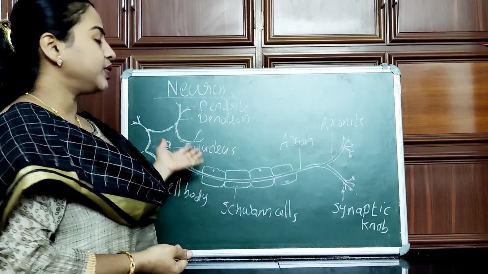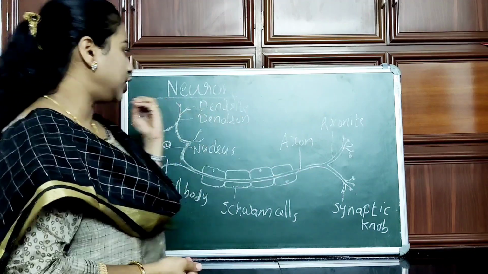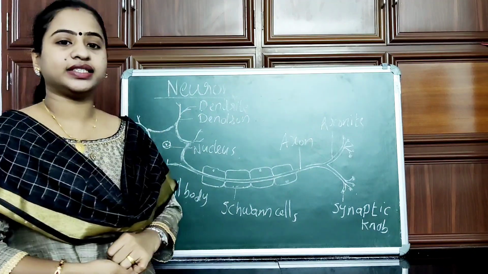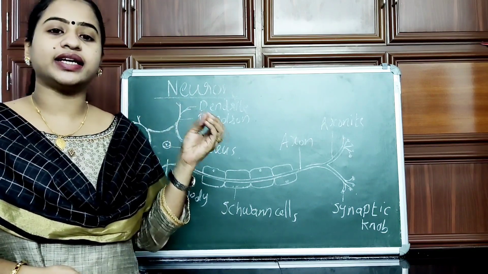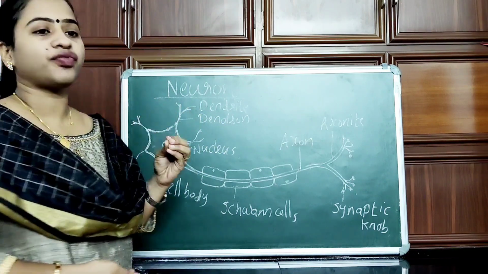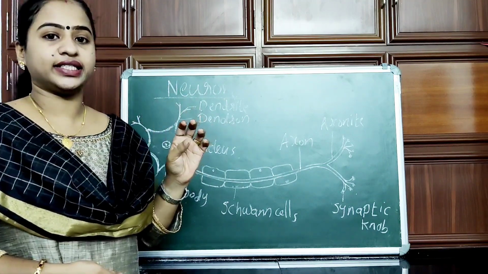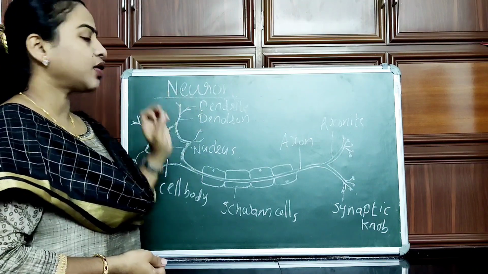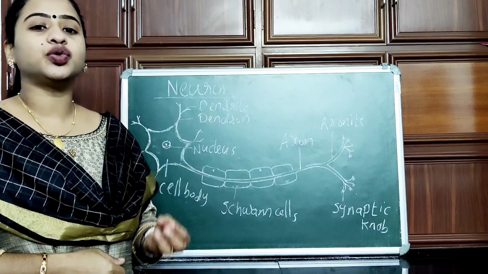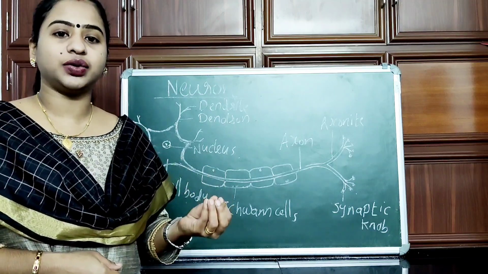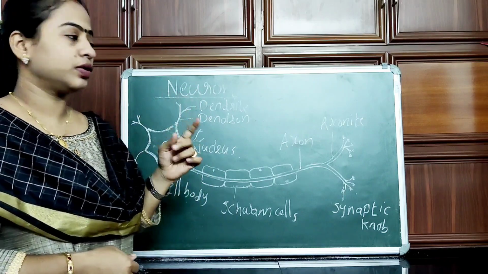Now we are going to discuss the functions of each part. First one is dendrite. What is dendrite? Dendrites are the small branches of the dendron. The branches of dendrons are called dendrites. What is the function of dendrite? The dendrite helps to receive impulses from the adjacent neuron.